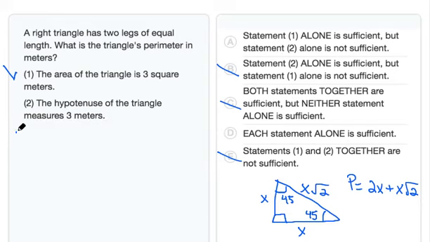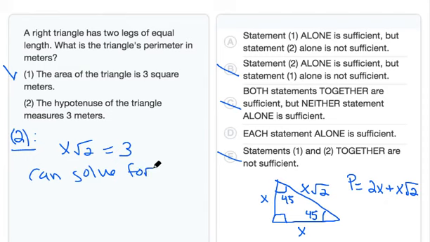We need to determine whether statement 2 alone is sufficient, similar to what we did for statement 1. Statement 2 tells us the hypotenuse of the triangle measures 3 meters. If we look at our diagram here, this represents the ratio of our sides, so x times square root of 2 should equal 3 meters. This means that we can solve for x, similar to what we said before for statement 1. We can isolate x and find a value for it. Then once we know x, we can plug it into our perimeter and find a value to answer our question. So this statement alone is also sufficient.